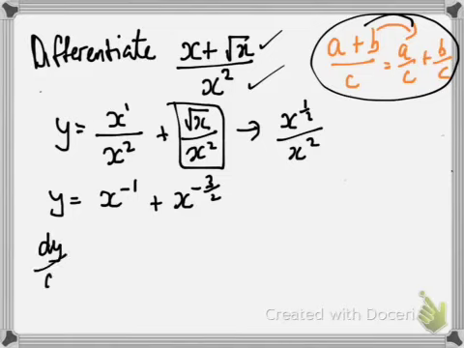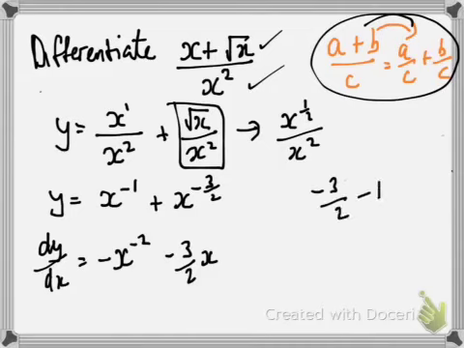So dy dx equals negative 1 goes out the front, x, reduce the index by 1. Then the index comes out the front, minus 3 on 2, x, reduce the index by 1: minus 3 on 2 minus 1 is the same as minus 3 on 2 minus 2 on 2, which equals x to the power of negative 5 on 2. Alright, we'll copy that one over to the next slide. There's a little bit more to do just yet.